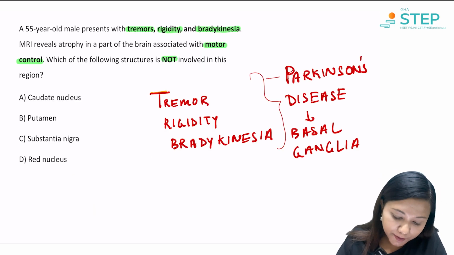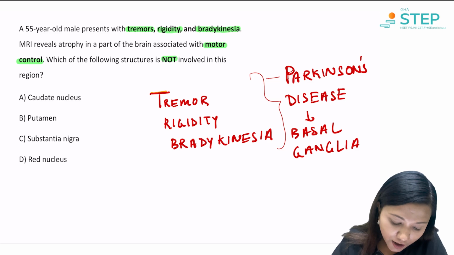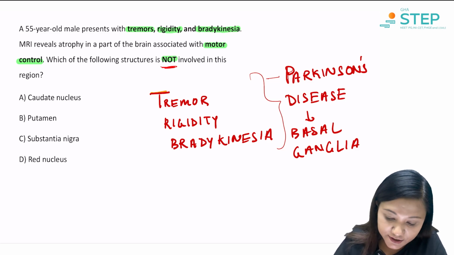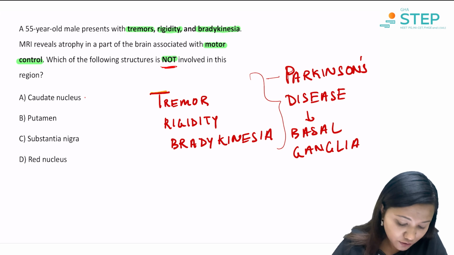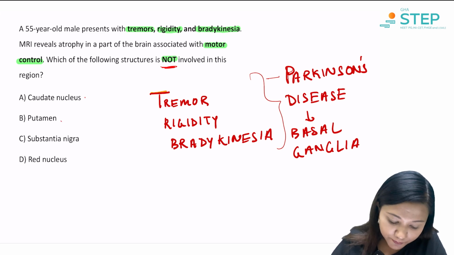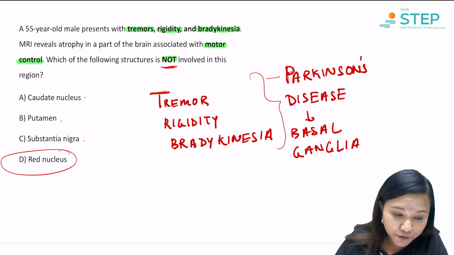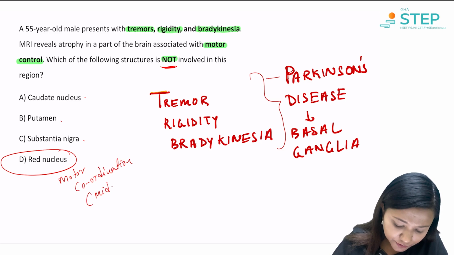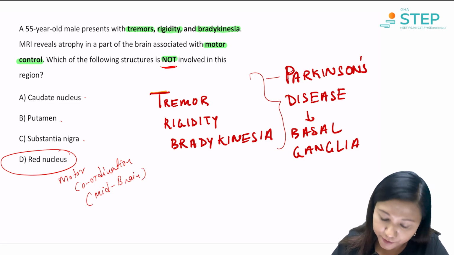So coming back to this question, they have asked which of the following is not involved. So you know the components of basal ganglia: caudate nucleus is a component, putamen is a component, substantia nigra again a component. So the answer here will be red nucleus. Red nucleus is present in the midbrain and it is for motor coordination also, but it is a midbrain structure. So the correct answer to this is red nucleus.